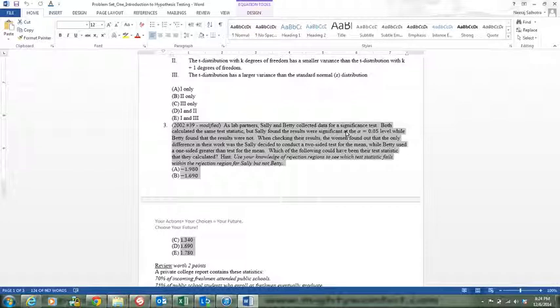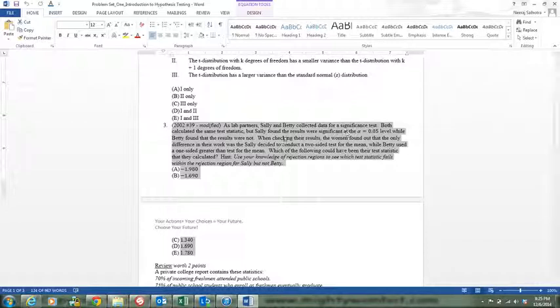I'm taking some notes on my paper, and I'll show you what I'm writing down here in a second. No significance means not enough evidence to reject the null. The only difference is Sally was two-sided, whereas Betty was one-sided, greater than. Which of the following could have been the t-stat they calculated?